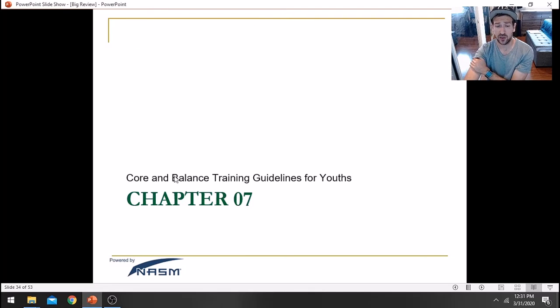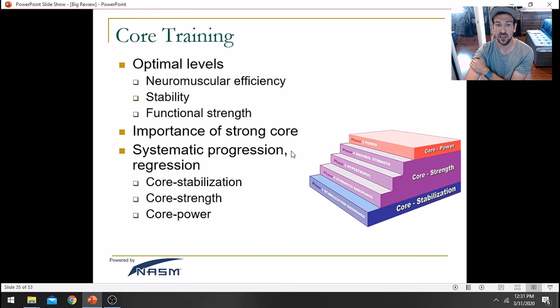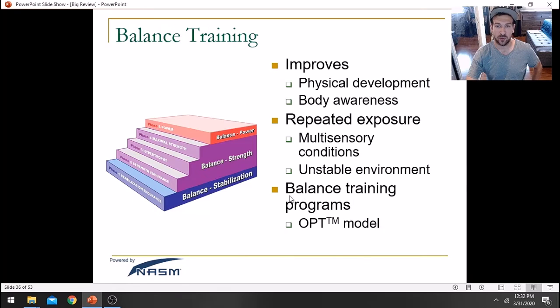If we're looking at core and balance training in Chapter 7, we want to understand that balance training and core training both are going to mainly focus on strengthening our internal and external core muscles, like the muscles of our trunk, but it's also going to lead to higher levels of neuromuscular efficiency. So in our 3 levels here, we have the stabilization level, where we're going to use core stabilization exercises, the strength level, where we're going to use core strength exercises, and the power level, where we're going to use core power exercises.